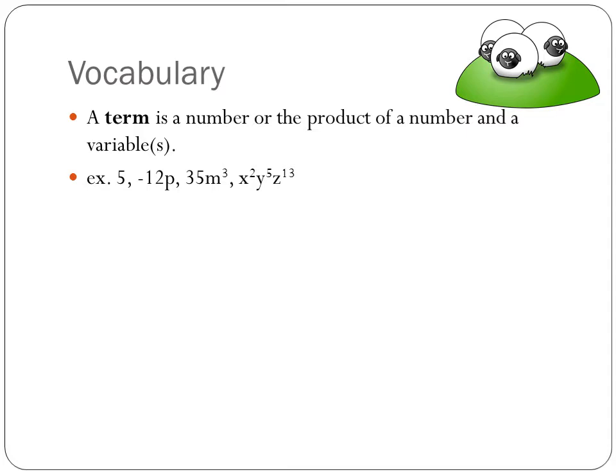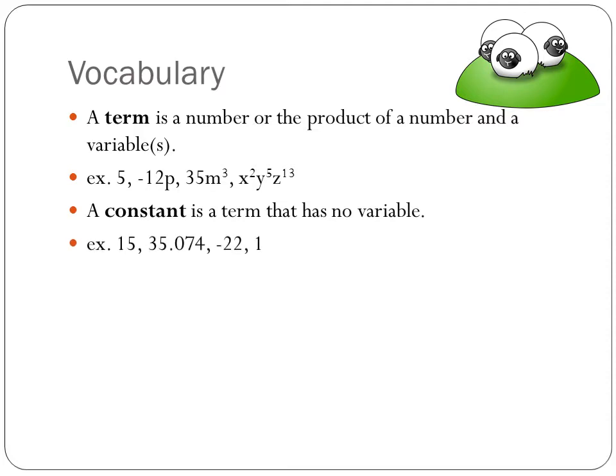Those are all terms. A constant. A constant is a term that has no variable. So for example, 15, 35.074, negative 22, 1. These are all constants. They don't change. Their values are the same.